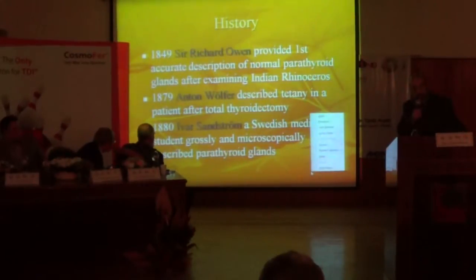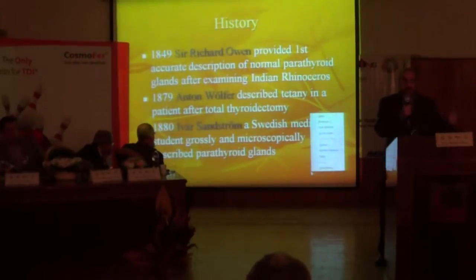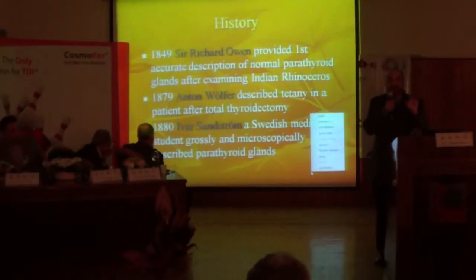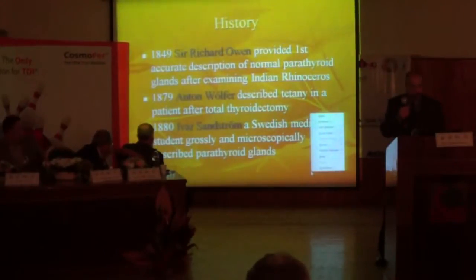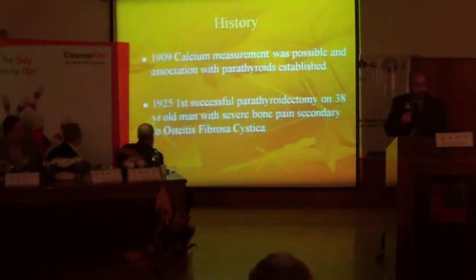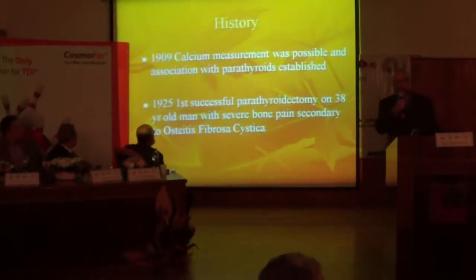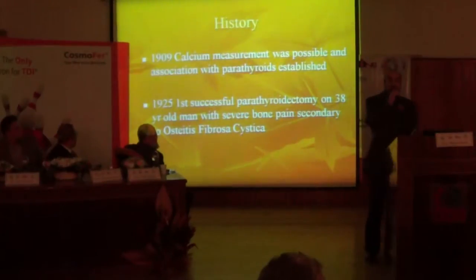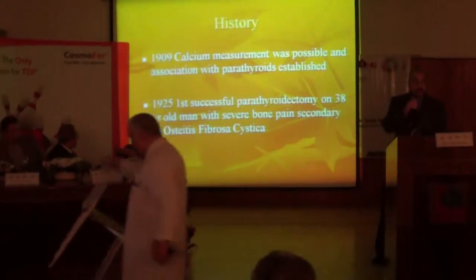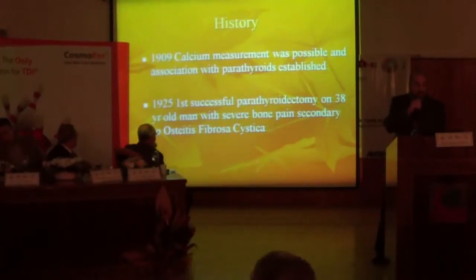Then a Swedish medical student named Ivar Sandström was the first to describe the parathyroid gland anatomically and microscopically. In 1909, calcium measurement was possible and became correlated with parathyroid disease. In 1925, the first successful parathyroidectomy was done in a 38-year-old patient with osteitis fibrosa cystica.